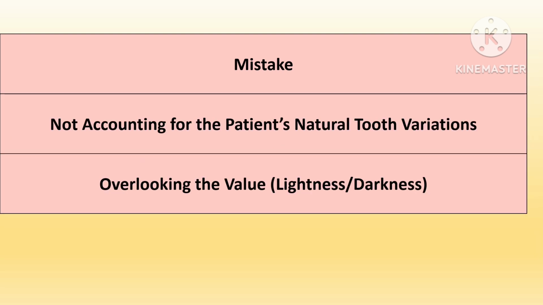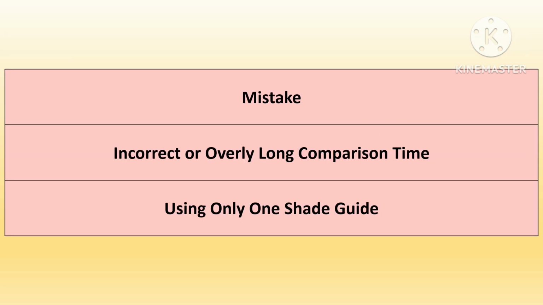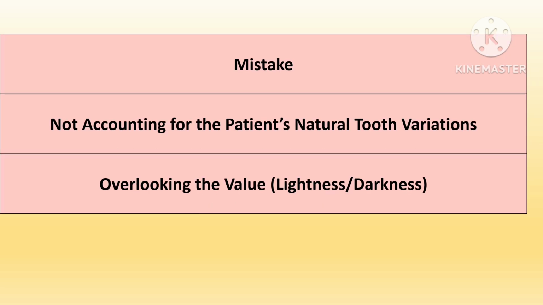The third mistake you can make is not accounting for patients' natural tooth variations. Pay close attention to natural variations including yellowing or gray tones, and match the value and chroma accordingly to replicate the natural appearance. Number 4, a mistake you can commit is overlooking the value. First, match the value, as it plays the most crucial role in determining how the restoration blends with the natural tooth. Only after selecting the value, move on to the hue and chroma.